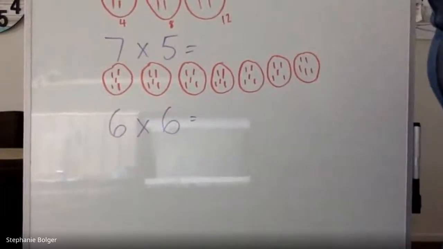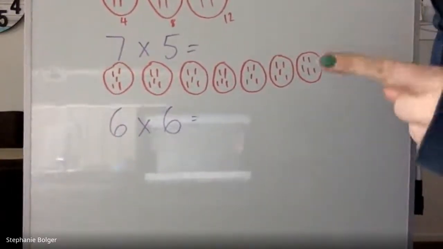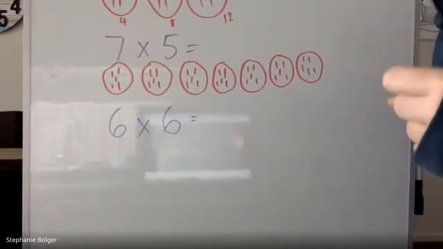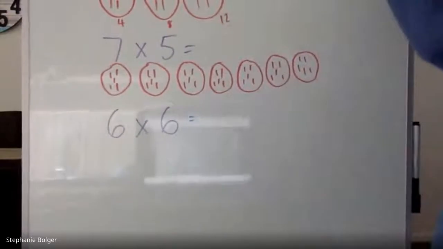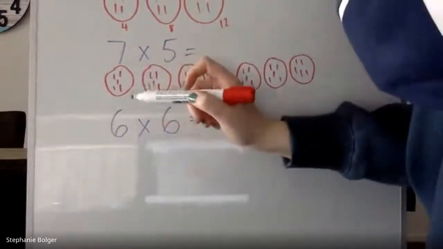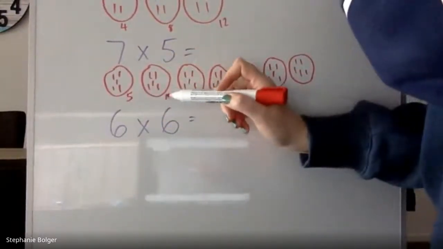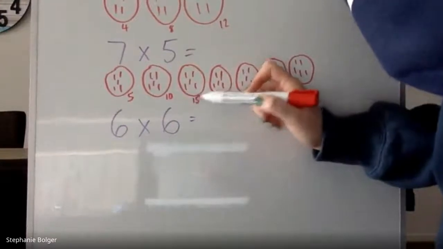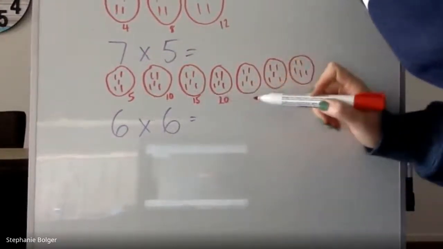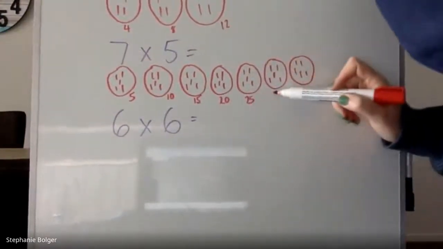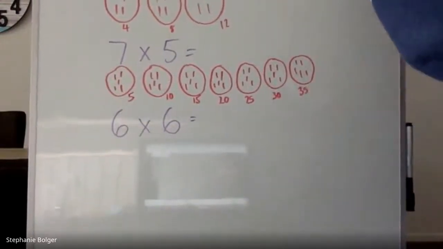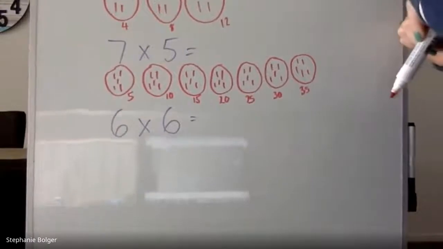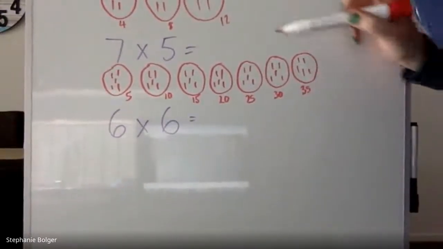Okay, now I'm ready to count. Remember, I can count by ones, but that might take a little bit of time. Or I know how to count by fives, so I'm going to count by fives, and I'm going to write the numbers underneath so I don't get confused. 5, 10, 15, 20, 25, 30, 35. All right, 7 times 5 equals 35.